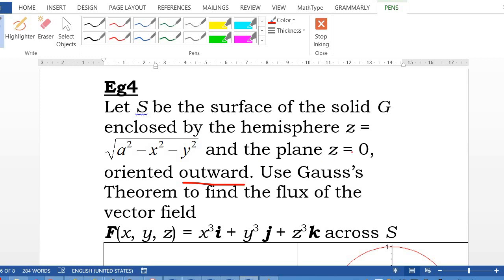To make it closed, this hemisphere is bounded by the plane z equal to 0 and oriented outwards. If you do not use Gauss theorem, then you have to do the surface integral 2 times. One time is for the upper hemisphere surface, and another one is the surface z equal to 0. Since these two surfaces are closed and oriented outward, we can use Gauss theorem to find the flux of the vector field given by x cubed i plus y cubed j plus z cubed k.